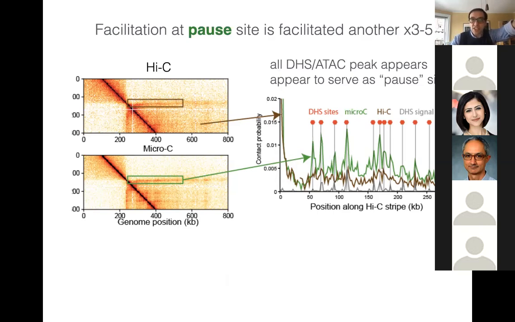What's the mechanism of this? Is it steric or other specific interactions with cohesins? We don't know. But the take-home message is that DHS sites can serve as pause sites, thus focusing interactions with the dock. Not all of them do it equally strongly. Some are strong pause sites, and some are weak. But this gives another 3 to 5-fold enrichment of interactions.